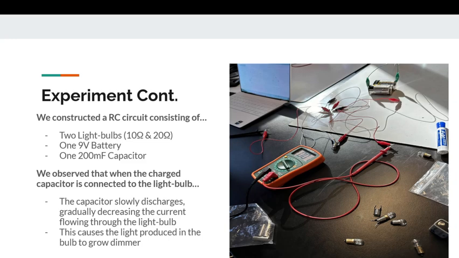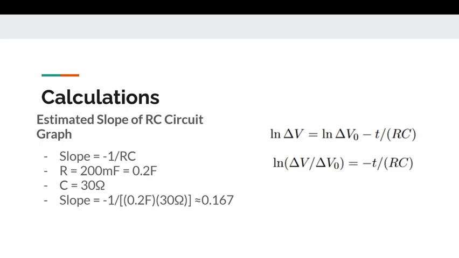When we charged the capacitor and connected it to the light bulb, we found that the capacitor slowly discharges, gradually decreasing the amount of current that flows through the light bulb. So initially we saw a bright light being produced in the light bulb, but then that light slowly dissipated and grew dimmer. Here are my calculations for the slope value, which I found to be approximately 0.167.